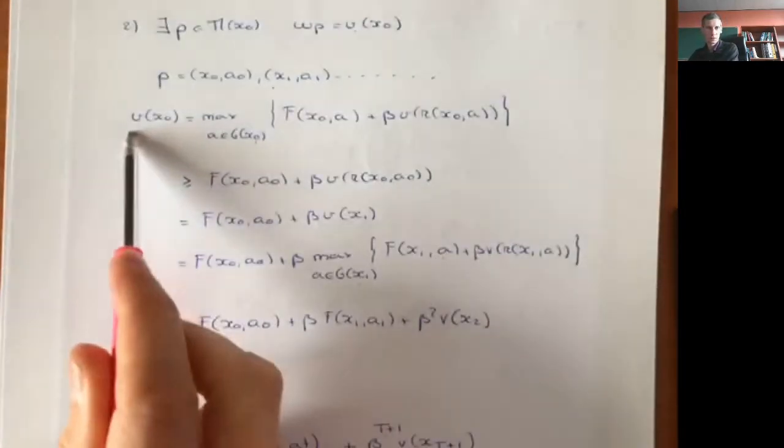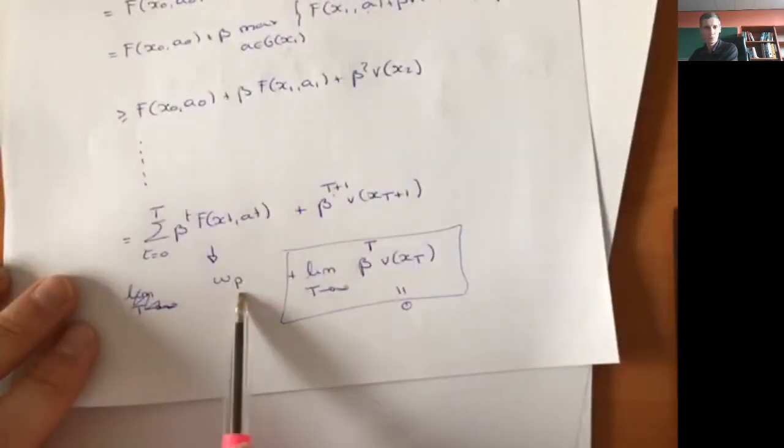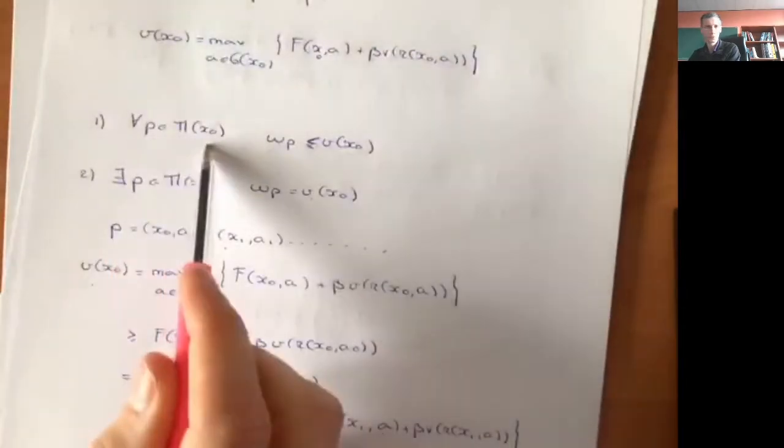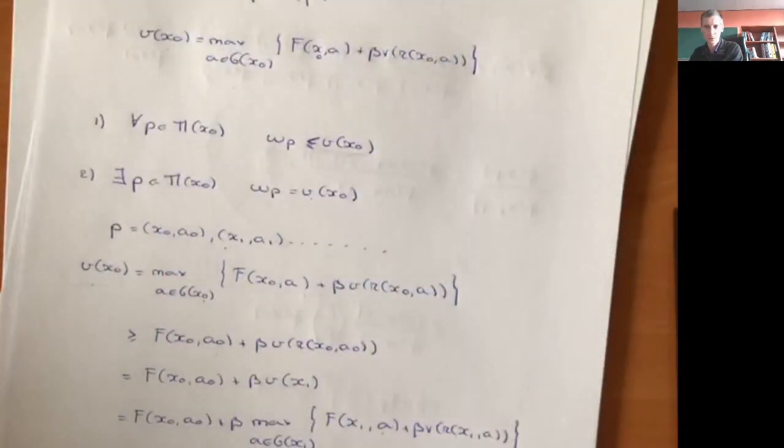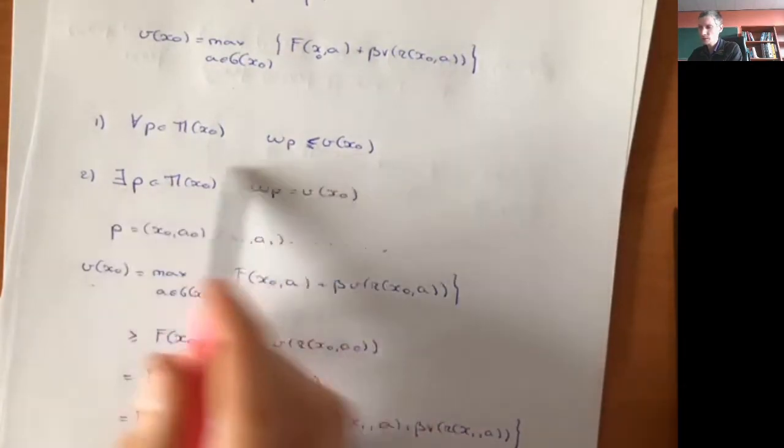Okay, so this shows that indeed the value of the Bellman equation at x0 is greater or equal to w of p, right, for every possible path, right? So it's an upper bound. Second thing that we need to show is that there actually exists a path that implements this upper bound, and it's going to be quite easy.